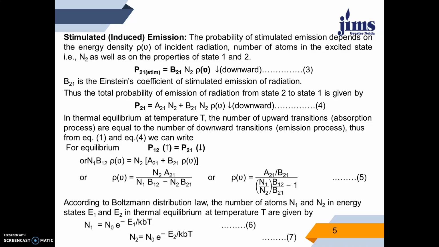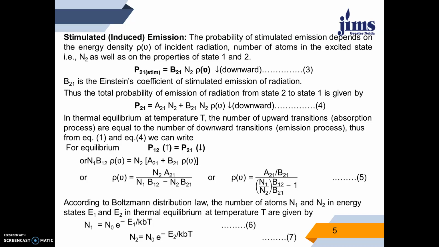Therefore, the probability of this transition is directly proportional to the number of atoms in upper energy state, that is N2, and the energy density of radiation, that is rho nu.